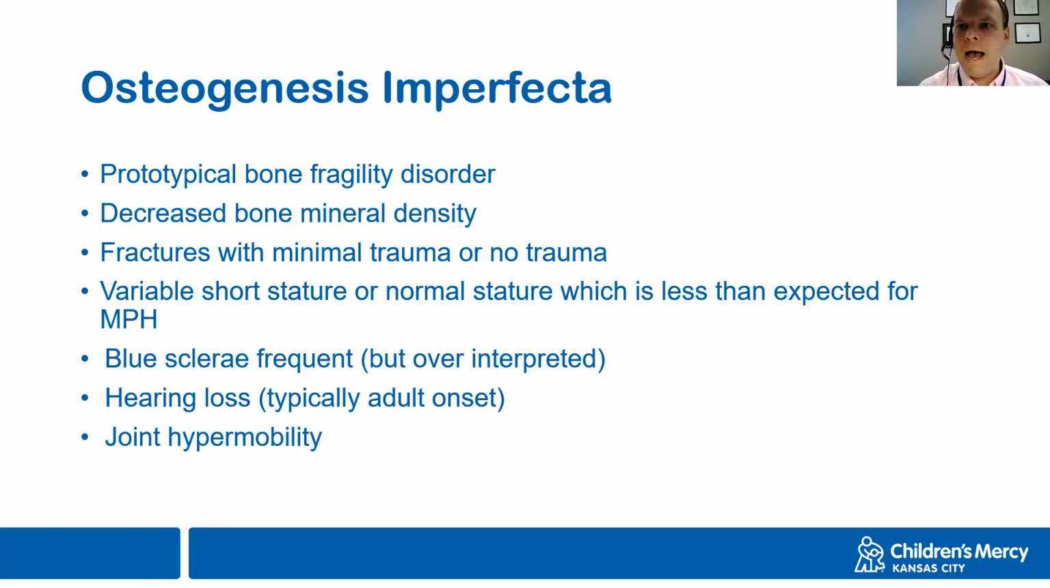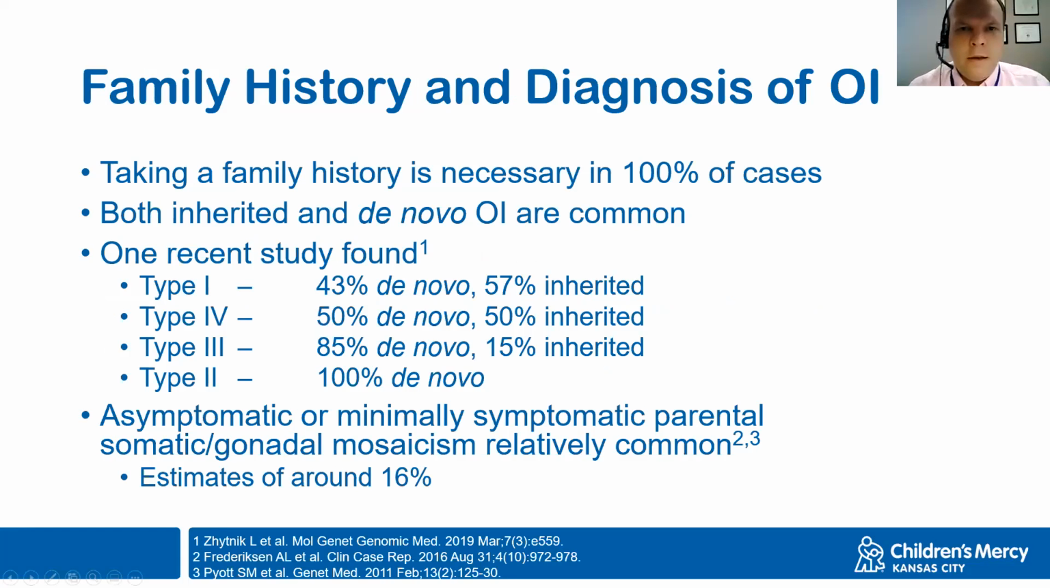So what about family history and diagnosis of OI? You'll never get a geneticist to say things like 0% or 100% very often. This is one of those times when you'll hear me say that taking a family history is necessary in 100% of cases, even if you don't ultimately decide that there is a family history, because both inherited forms are possible, and de novo, or new changes that result in OI, are common.